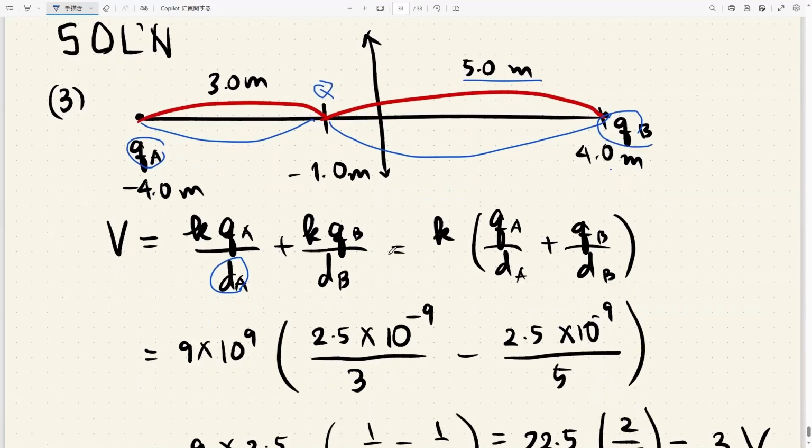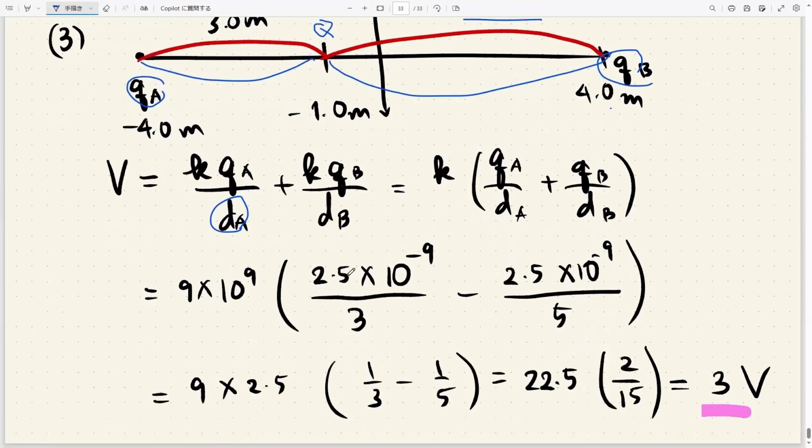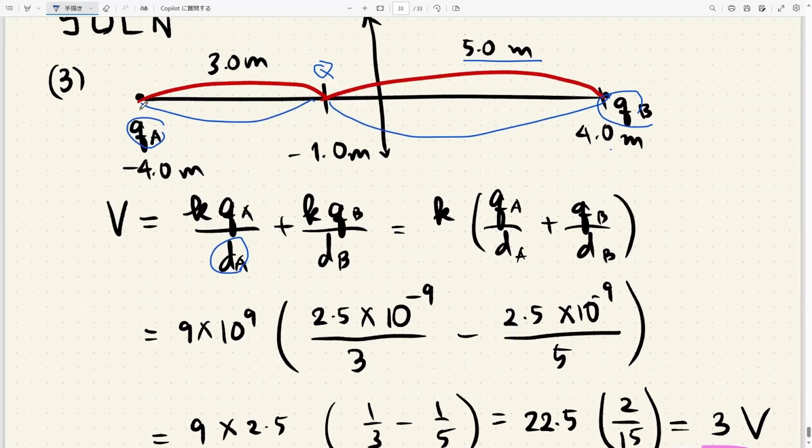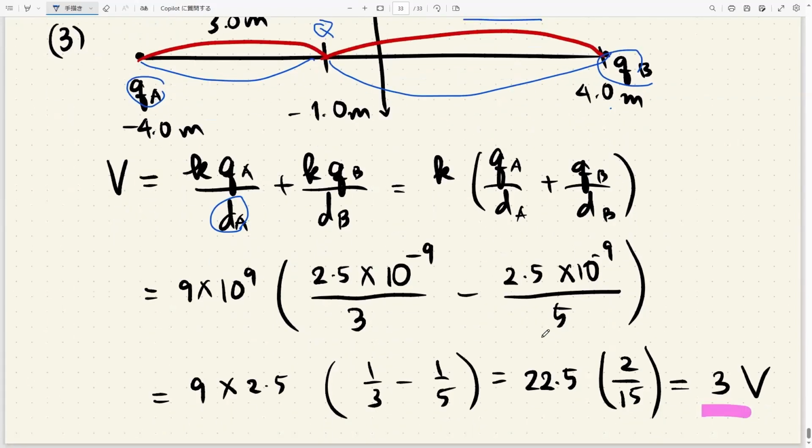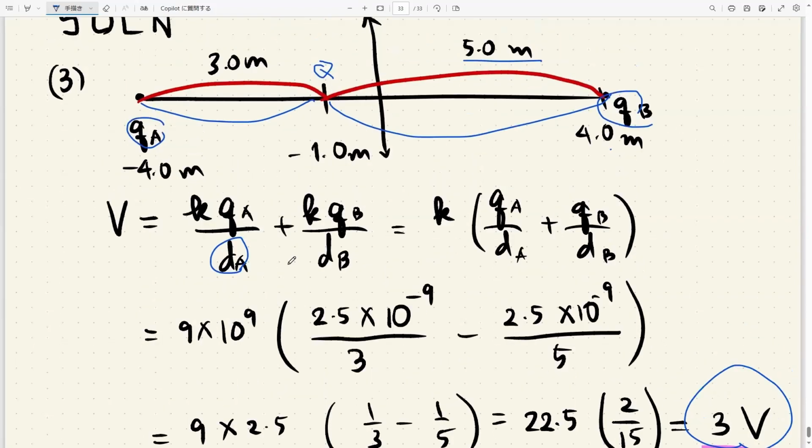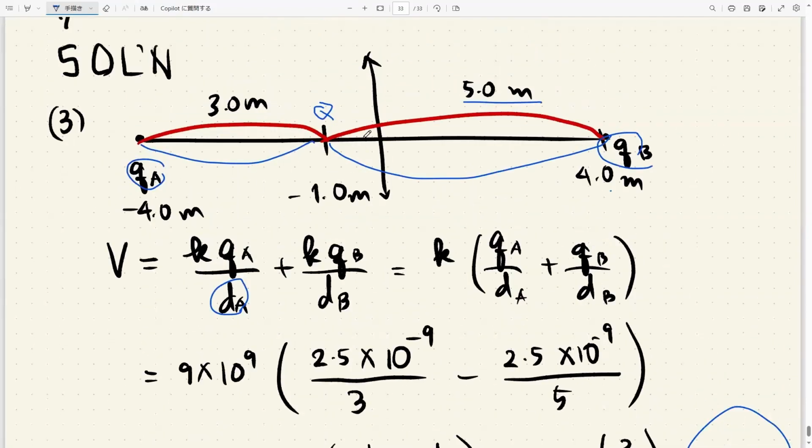Okay, so you just add that, and you notice that K can be factored out. That's 9 times 10 to the 9th, and inside QA is 2.5 times 10 to the minus 9. QB is minus 2.5 times 10 to the minus 9. The distance dA from QA to Q is 3. From Q to QB is 5. Okay, and then we do the arithmetic there, and you're going to get just 3 volts. And yeah, this is the total electric potential due to QA and QB at point Q.